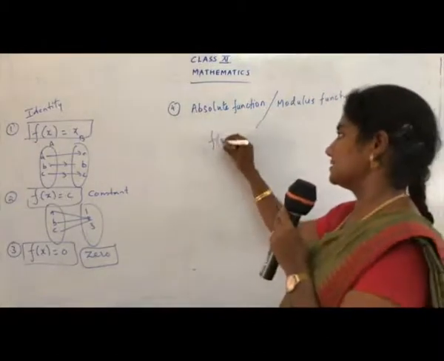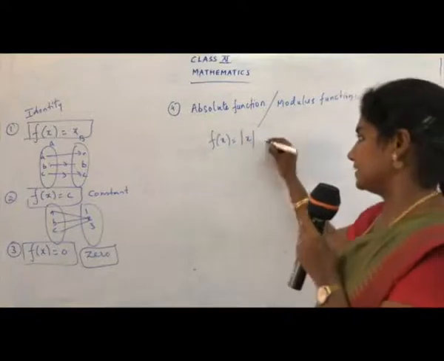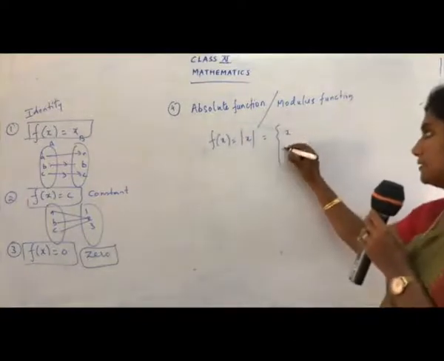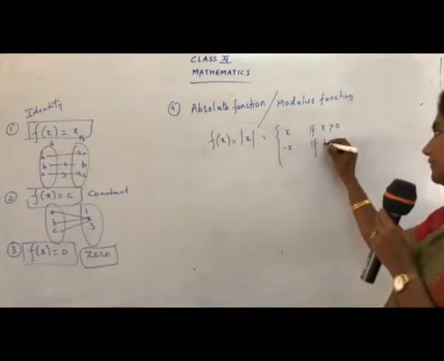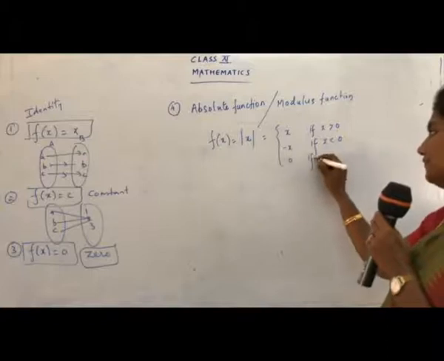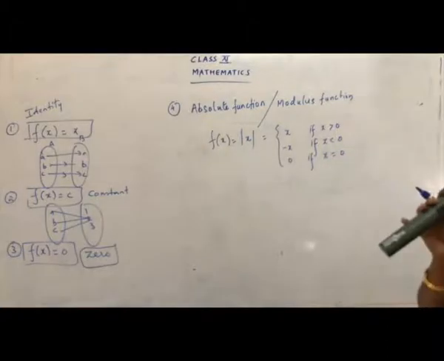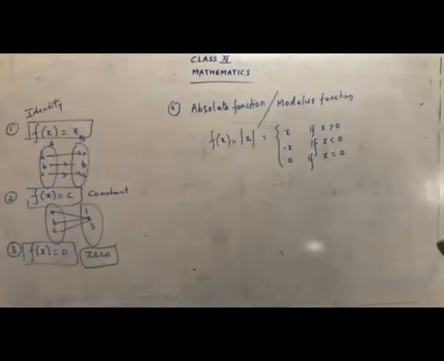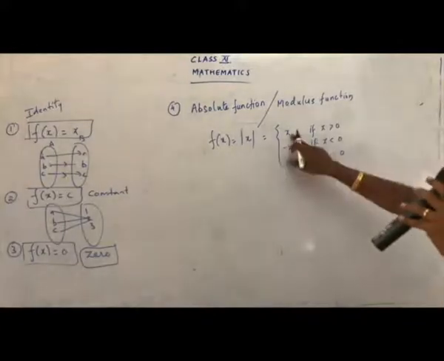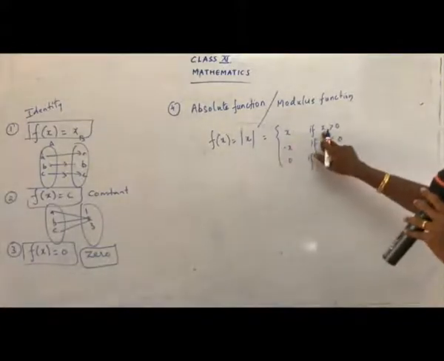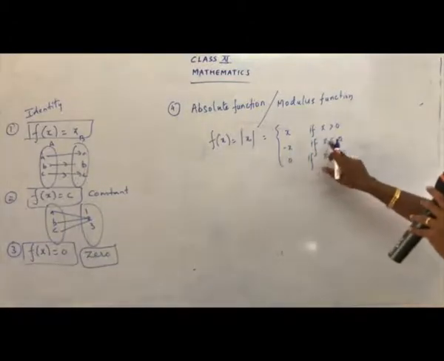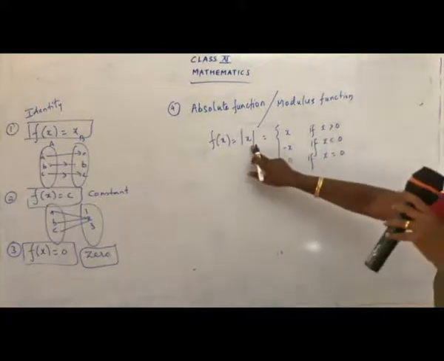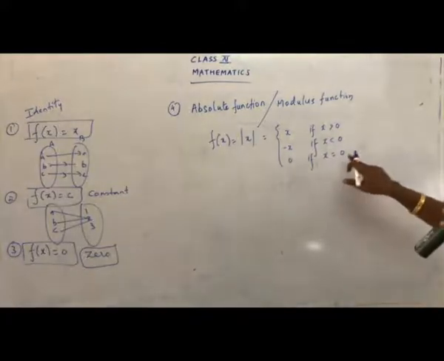See, f of x is mod x. This is taken as x, minus x, and 0, if x is greater than 0, if x is less than 0, if x is equal to 0. So what is the modulus function? F of x is equal to mod x. And how to define mod x? It will take positive x if x is greater than 0. It will take the value minus x if x is less than 0. It takes the value 0 if x is equal to 0.